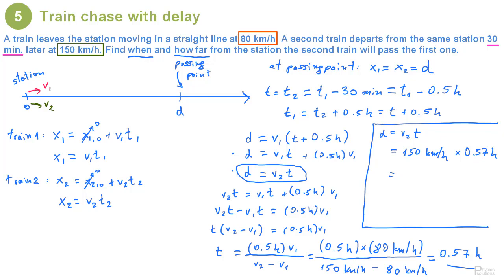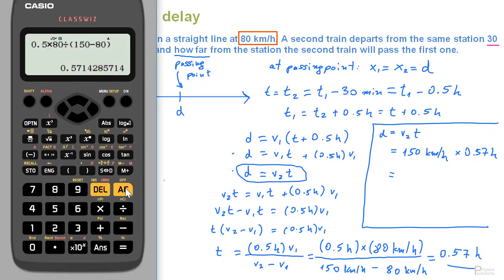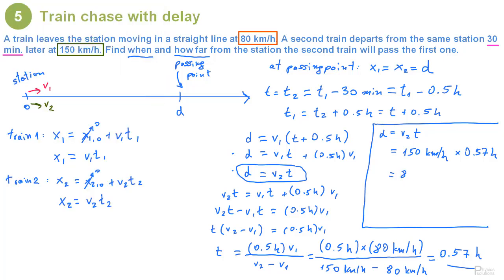So let's see how much this is. 150 times 0.57, 85.5. So we can round that up to 86 kilometers, because the unit of time, hours and hours, will cancel. So this is little d. So that's the distance from the train station where the second train, that is moving faster but started half an hour later, will catch up and pass the first train.